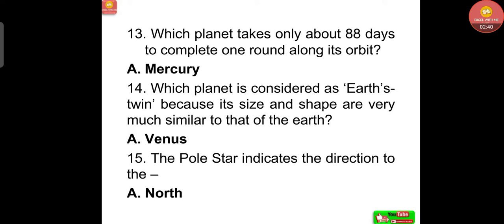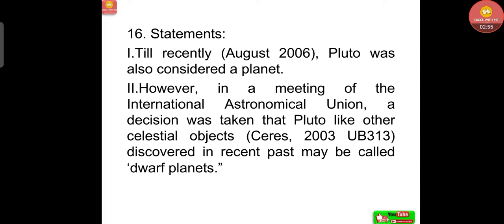Which planet takes only about 88 days to complete one round around its orbit? That is Mercury. Which planet is considered as Earth's twin because its size and shape are very much similar to that of the Earth? That is Venus. The pole star indicates the direction to the north. Now let's see the statements.